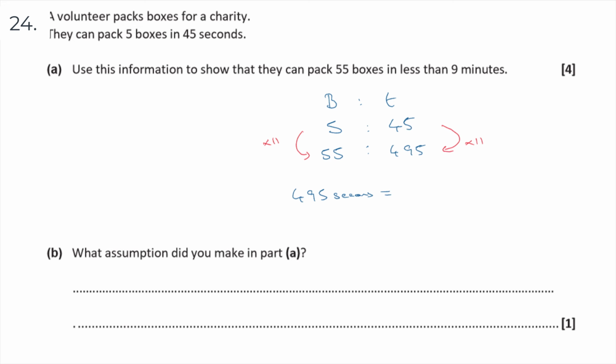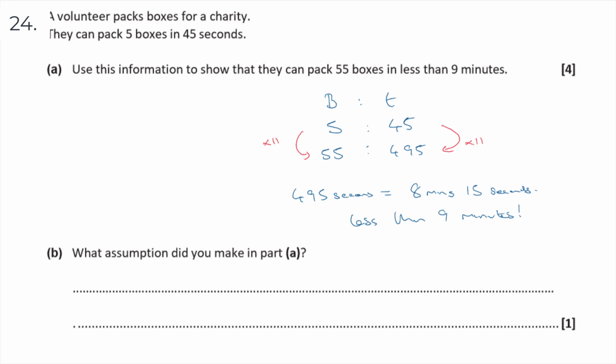So in minutes, 60 seconds in a minute. How many 60s go into 495? So 60, 120, 180, 240, 300, 360, 420, 480. I count 8. Goes in 8 minutes. 480 taken away from 495 would leave 15 seconds. Okay? So 495 seconds is 8 minutes and 15 seconds, which is less than 9 minutes. Less than 9 minutes. Okay.